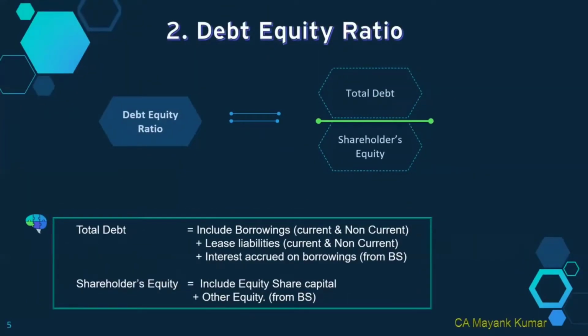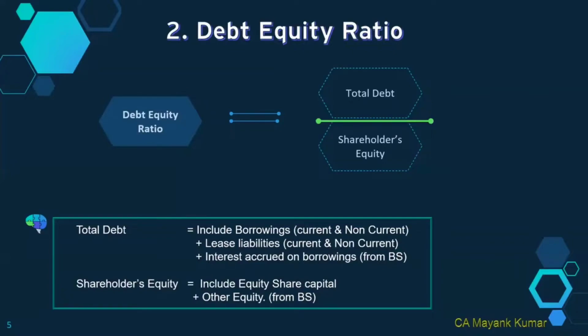Next ratio is the debt equity ratio. Debt equity ratio is nothing but total debt by shareholders' equity. It depicts the number of times the company has debt over its equity. It depicts the obligation of the company in comparison to its own equity.